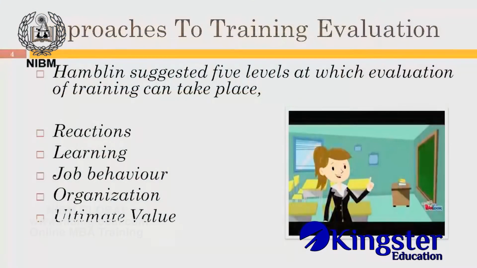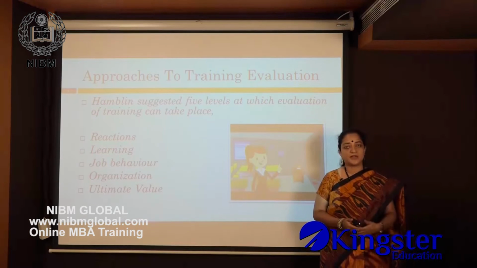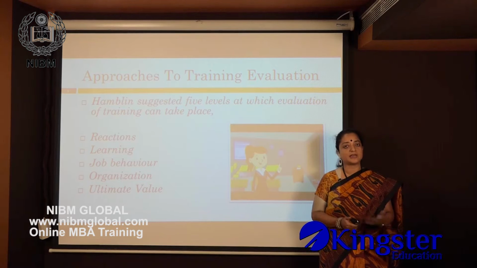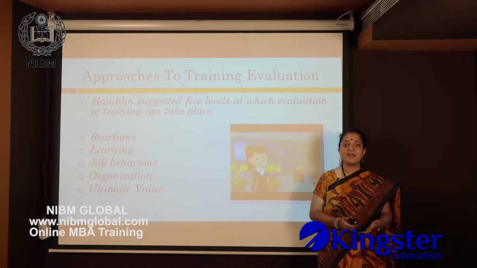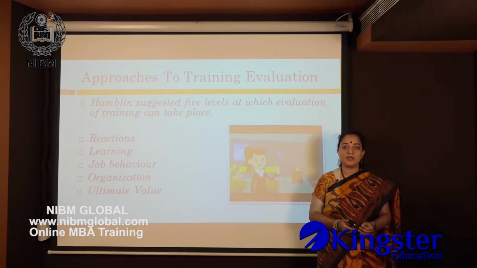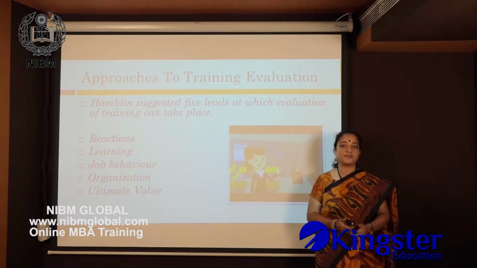And Hamilton has actually given us 5 levels of approaches to training evaluation. There are so many approaches that have been given by so many people. So we just evaluate 1 or 2 important approaches for the academic purpose. So first, Hamilton has suggested a 5-level approach. Now these 5 levels are reaction, learning, job behavior, organization, and ultimate value.